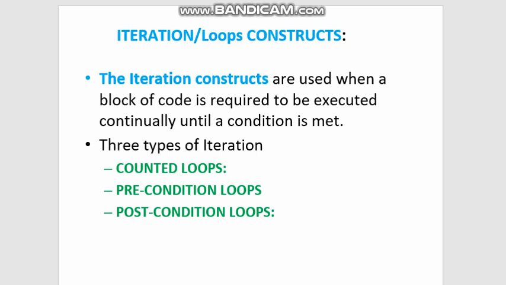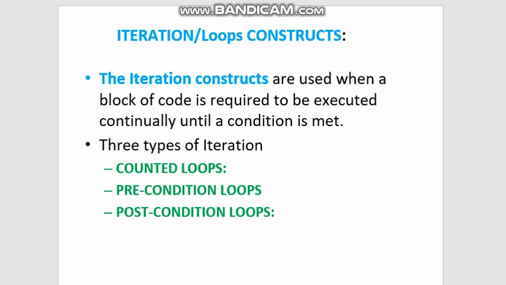Okay, starting from loops, iteration. What is the use of loop? Loop means doing a task multiple times. We have three types of loop: a count controlled loop, a precondition loop, and a post condition loop.